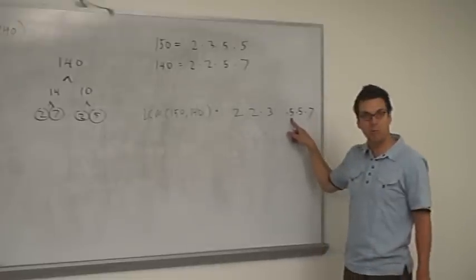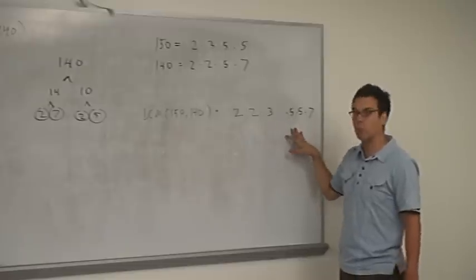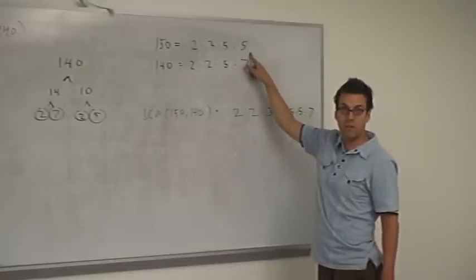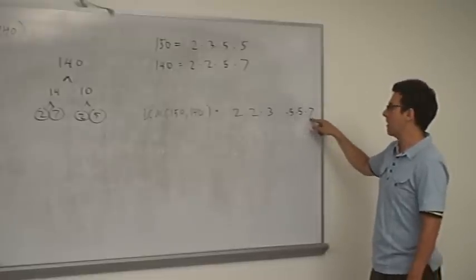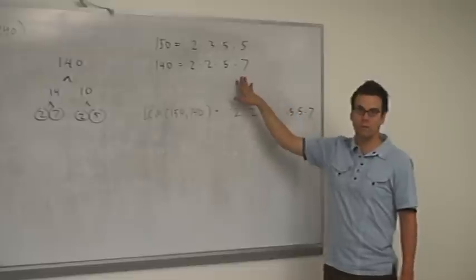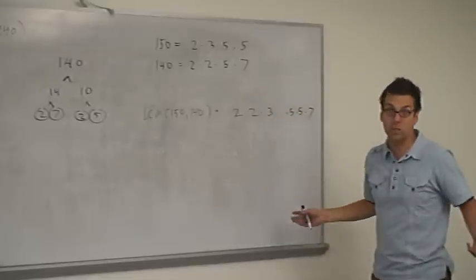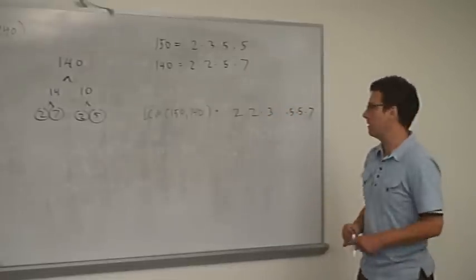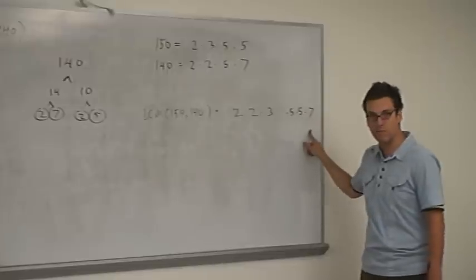I can't erase any more 5s though, can I? Because if I erased one more 5, then this number would no longer be a multiple of 150. I also notice that I cannot erase this 7, because if I erase this 7, this number would no longer be a multiple of 140. So we've landed on, eventually, the least common multiple of 150 and 140: 2 times 2 times 3 times 5 times 5 times 7.